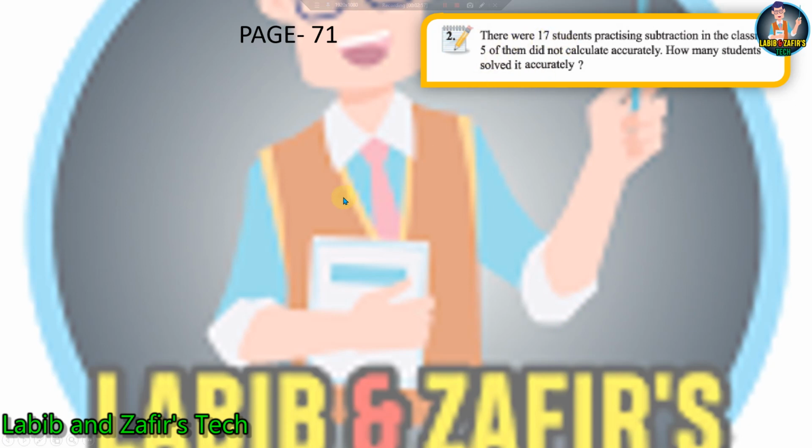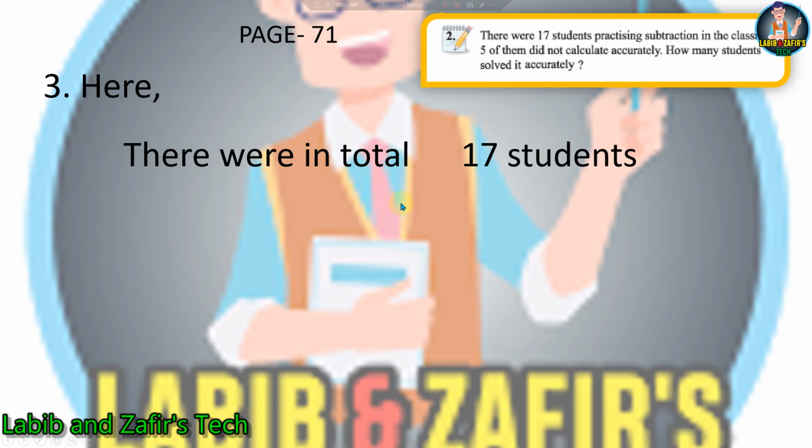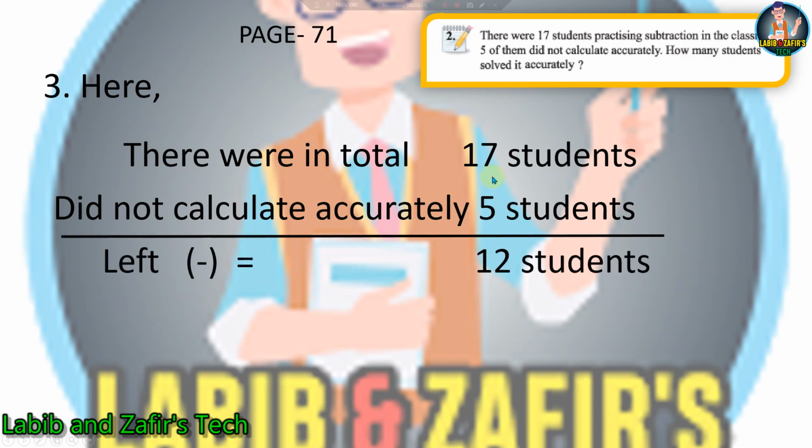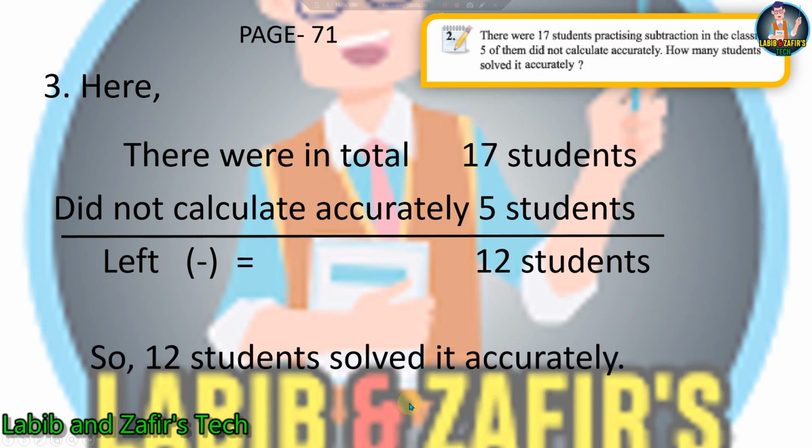So let's go through the answer. Number 3, here there were in total 17 students. 5 students did not calculate accurately. So we have to do subtraction here. If we subtract 5 from 17, that is 12, because 12 plus 5 is equal to 17. So 12 students are left. So 12 students solved it accurately. So students, let's go to our fourth word problem.